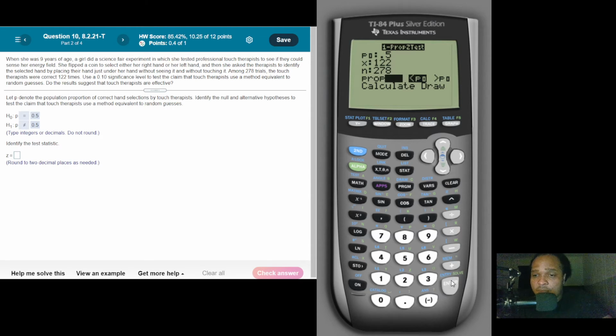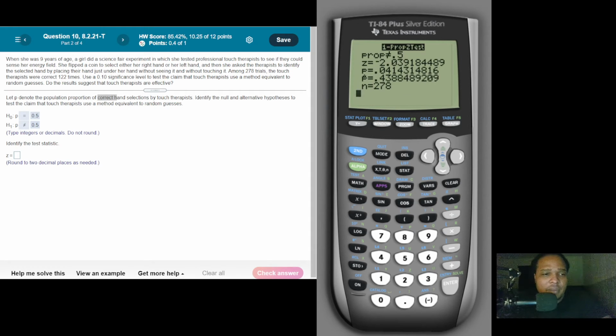All right, we're going to use the same symbol. And let's make sure we test. To test a claim that touch therapists use a method equivalent to random guesses. Let p denote the population proportion of correct. There we go, right there. So that's how we know we're choosing the correct X. If we're not going to use the 122, we would have to figure out what the incorrect values were, and we would subtract. But luckily for us, we don't have to worry about that.